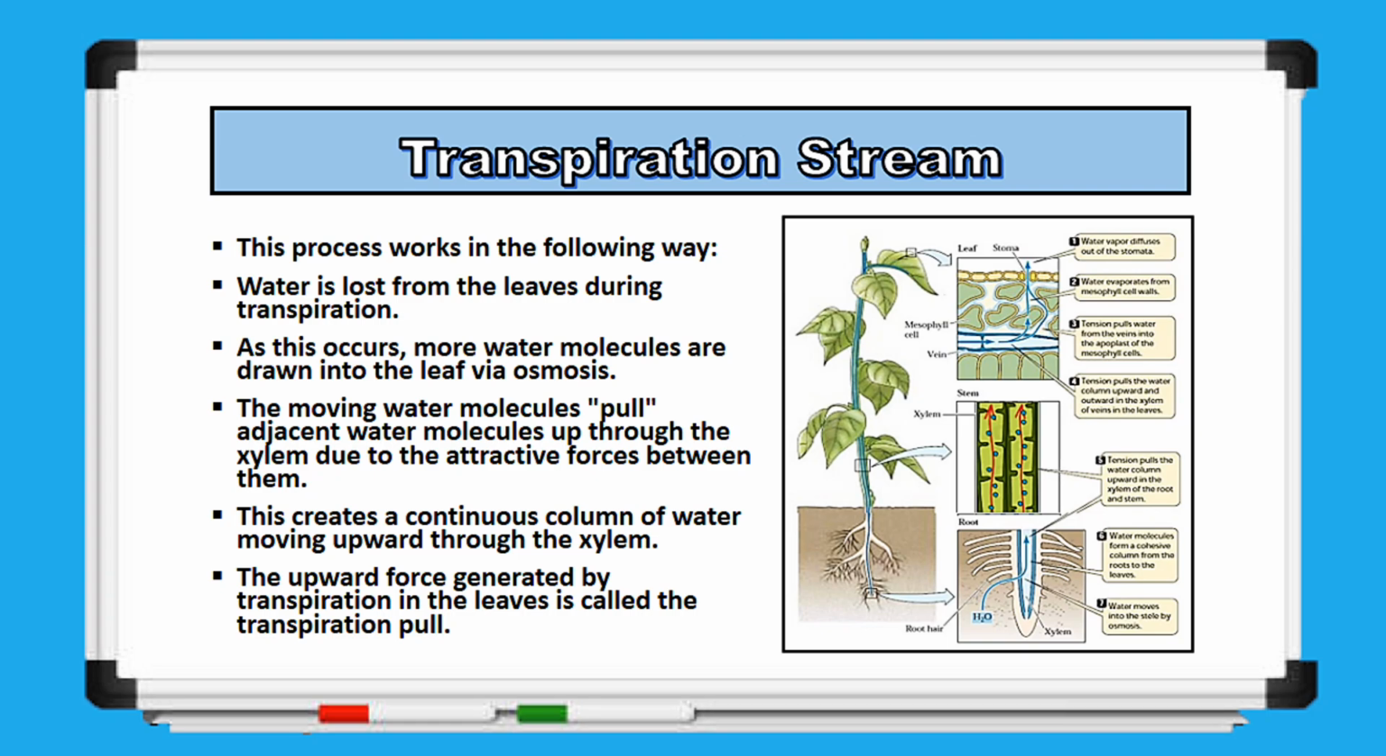Now, let's go a little deeper into how the transpiration stream actually works. First, water is lost from the leaves during transpiration. As this happens, more water molecules are drawn into the leaf by osmosis to replace what's been lost. These moving water molecules then pull the water molecules next to them upward through the xylem, and that's because of the attractive forces between the molecules. This pulling effect creates one continuous column of water moving upward through the xylem, all the way from the roots to the leaves. The upward force generated in the leaves by this process is what we call the transpiration pull.